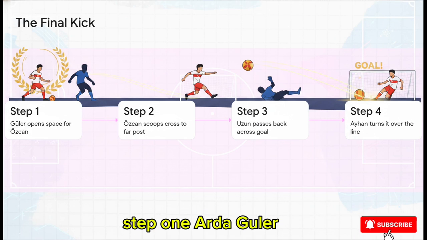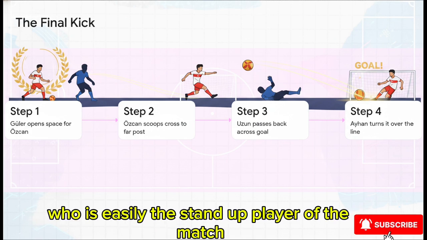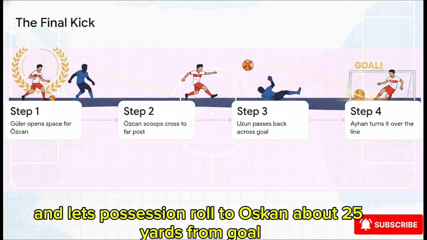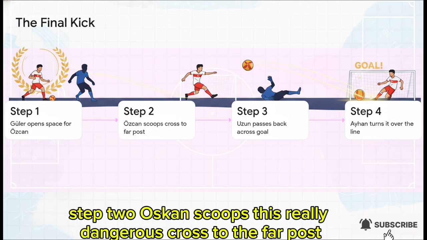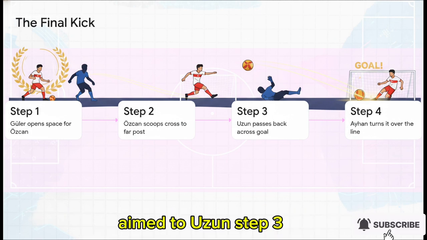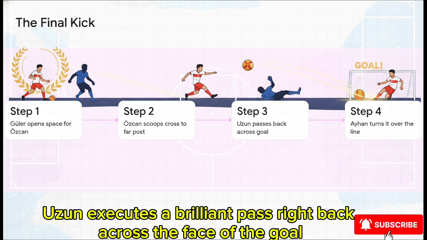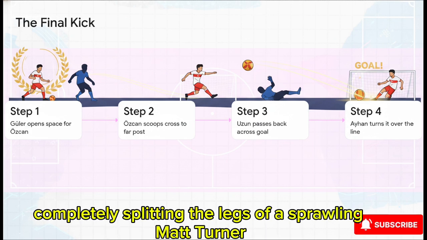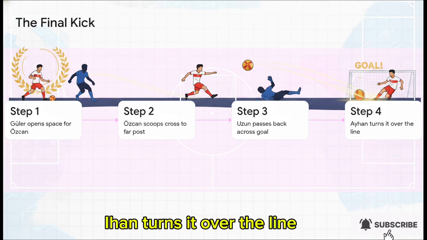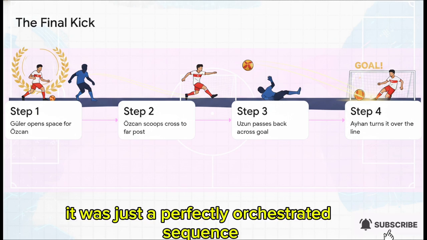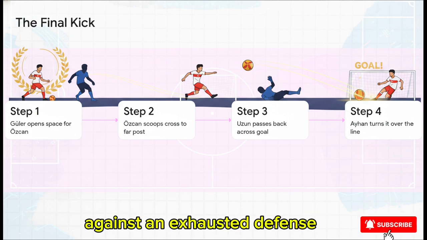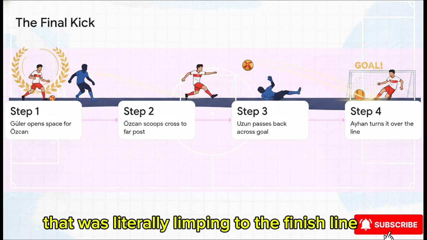Step 1. Arda Güler, who is easily the standout player of the match, opens up space and lets possession roll to Özkan about 25 yards from goal. Step 2. Özkan scoops this really dangerous cross to the far post aimed at Uzun. Step 3. Uzun executes a brilliant pass right back across the face of the goal, completely splitting the legs of a sprawling Matt Turner. Step 4. Kaan Ayhan turns it over the line. It was just a perfectly orchestrated sequence against an exhausted defense that was literally limping to the finish line.